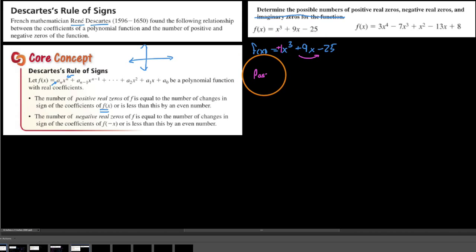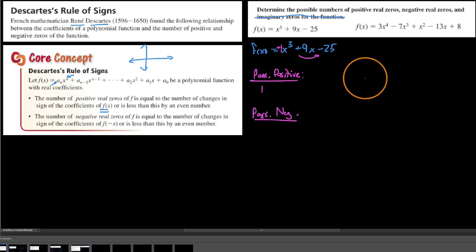So we say possible positive zeros, we're going to write 1. Only one of these zeros for this function could possibly be positive. Now in terms of possible negative, we haven't looked at that example yet. We're going to look at that next.